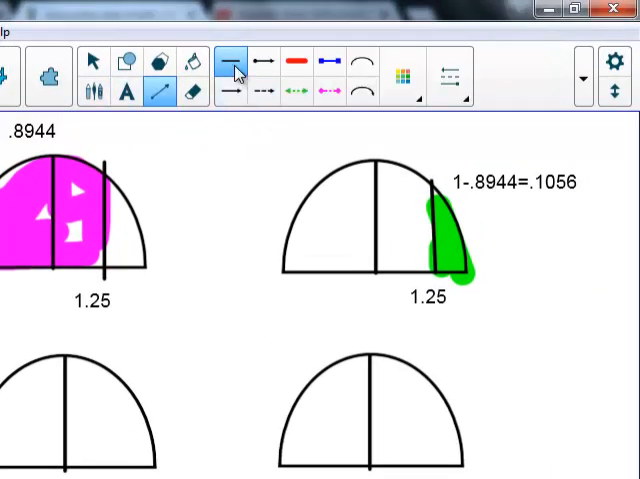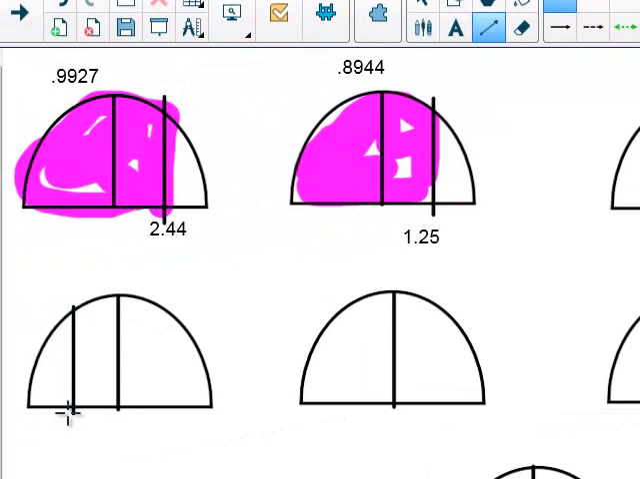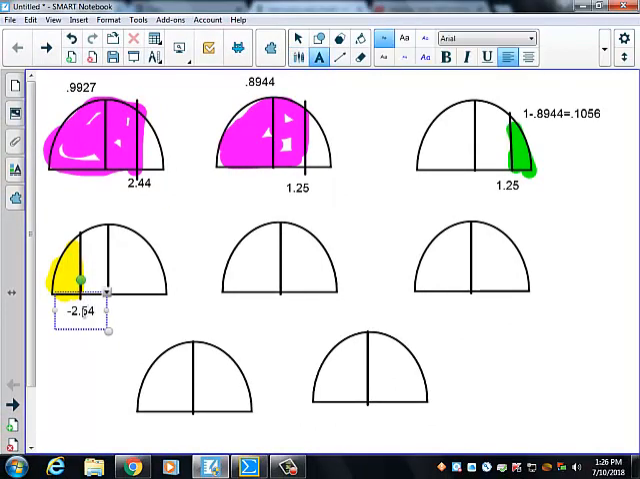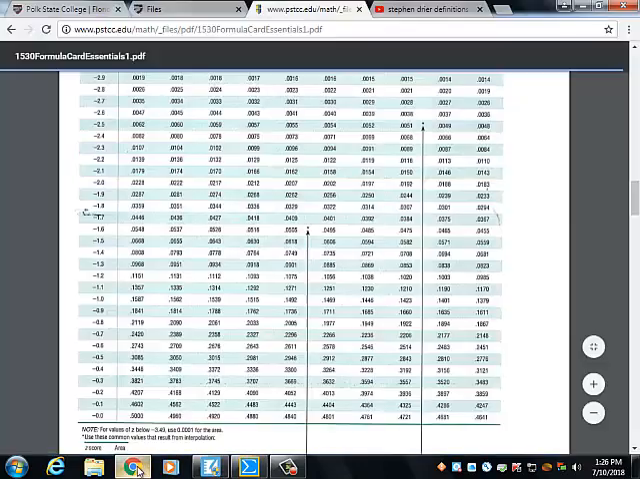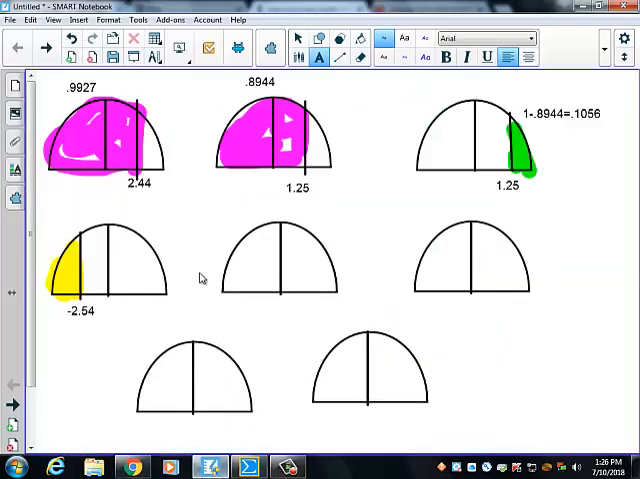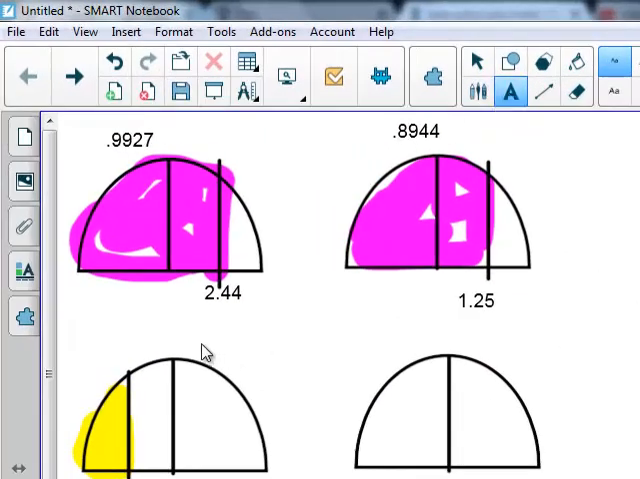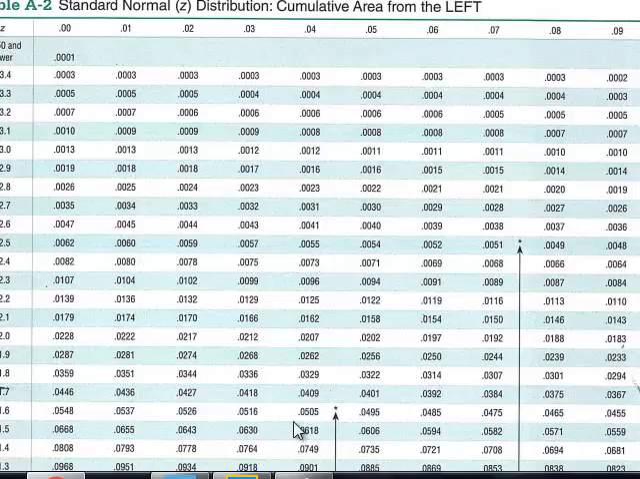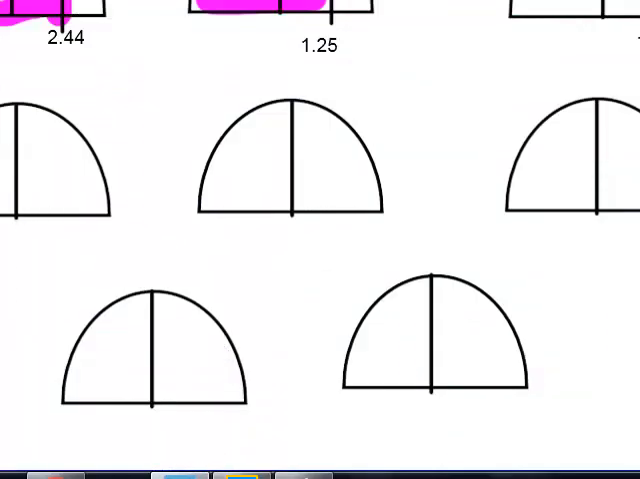Okay, so for example, if I came here and said, what's the area to the left of negative 2.54, then to do that, I simply go to my negative chart, negative 2.5, go over to 4, and you get 0.0055. And that would be the answer. 0.0055.